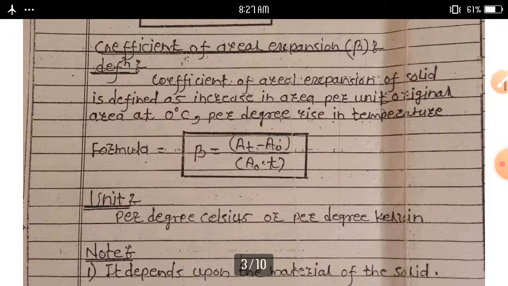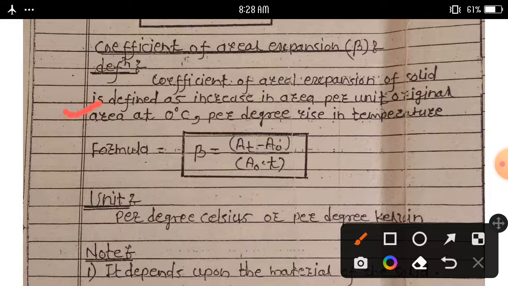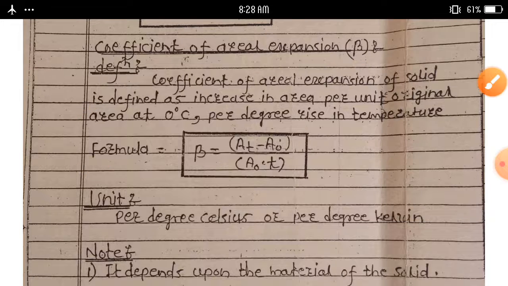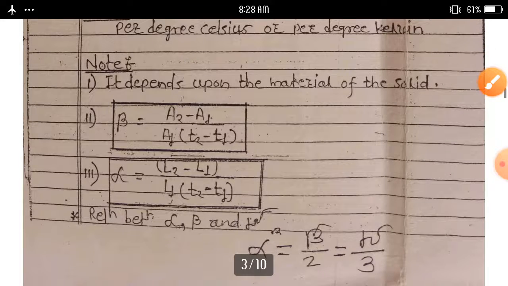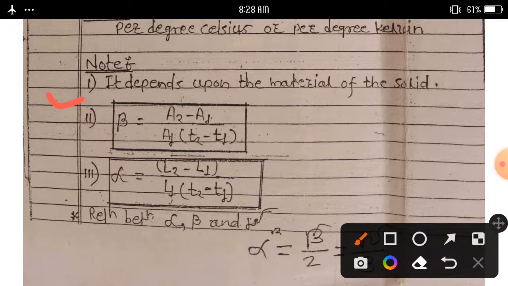See here the definition of areal expansion. The coefficient of areal expansion of a solid is defined as the increase in area per unit original area at 0 degree Celsius per degree rise in temperature. The formula is beta equals A_t minus A0 upon A0 into t. The unit is per degree Celsius or per degree Kelvin. Note, the coefficient of areal expansion depends upon the material of the solid.